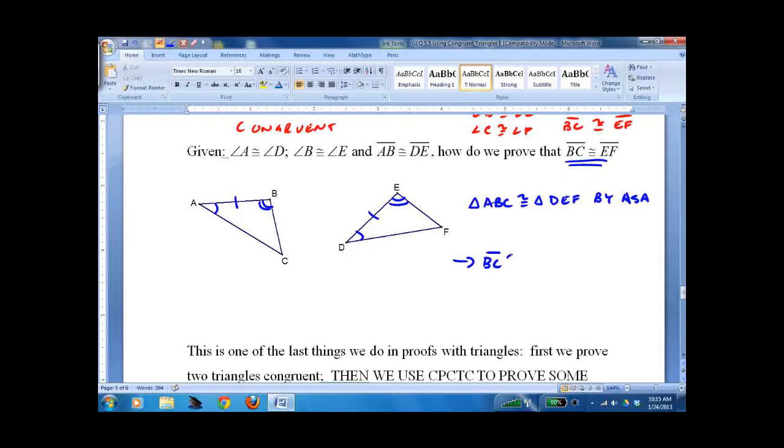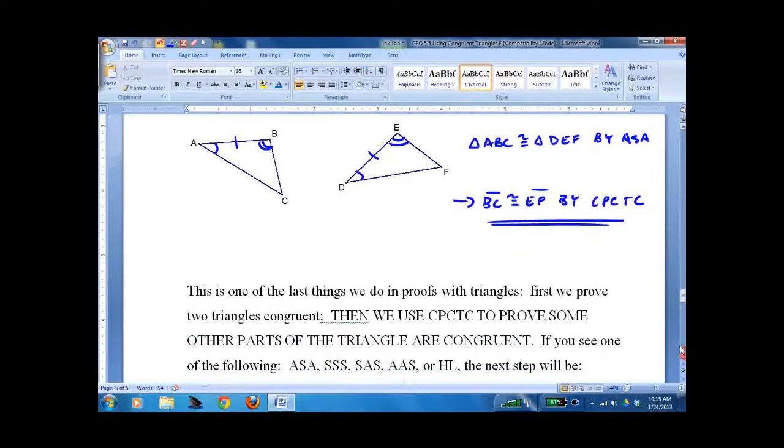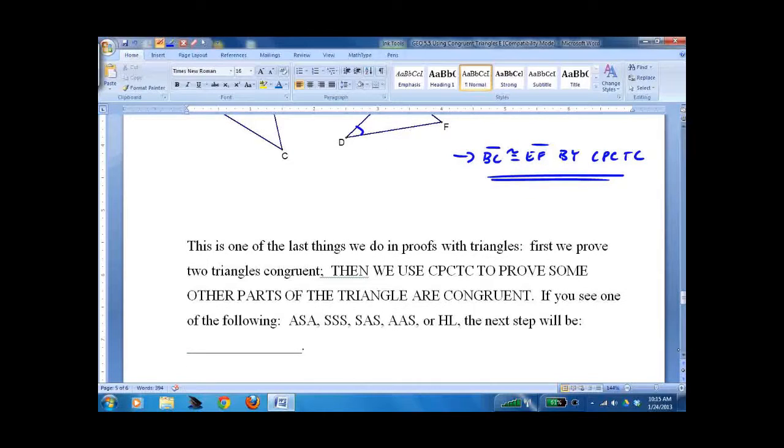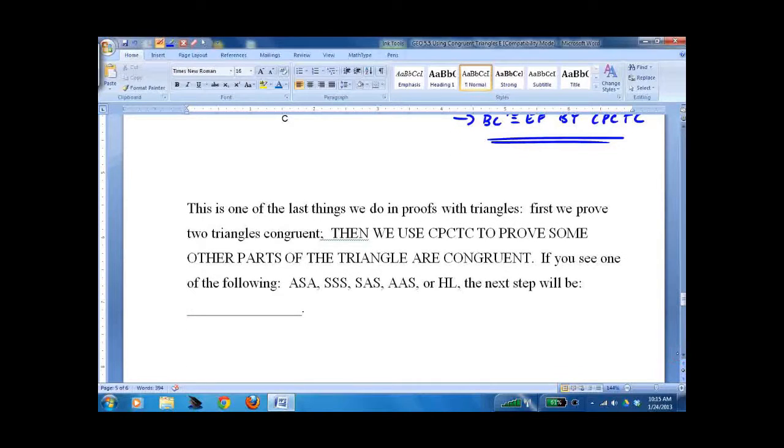So then I can say BC is congruent to EF by CPCTC, which just says you prove the triangles congruent, therefore I can take any pieces off. So it's one of the last things we do with proofs. And the way I look at it is first prove some triangles congruent, then the next step will always be CPCTC, prove other parts of the triangle congruent. So once you see one of these 5 ways of proving, the next step will say CPCTC.